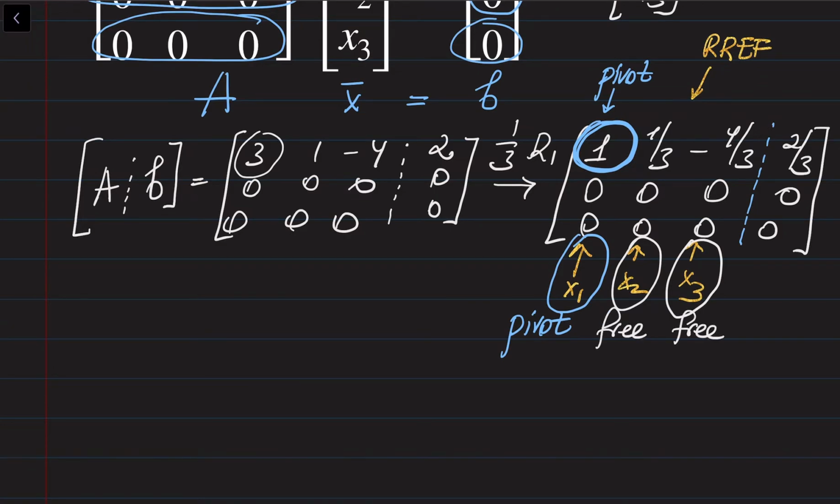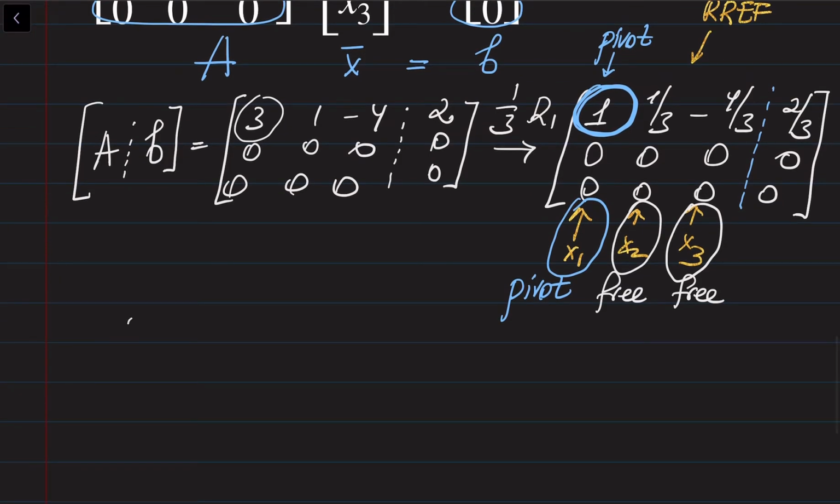Correspondingly, they are going to be called the free variables. What this implies is that it is possible to assign any value to the variables x2 and x3 as we wish. So what we're going to do is write down that x2 is a free variable, so I'm going to write it in terms of some parameter t1. Okay, t1 is some parameter.